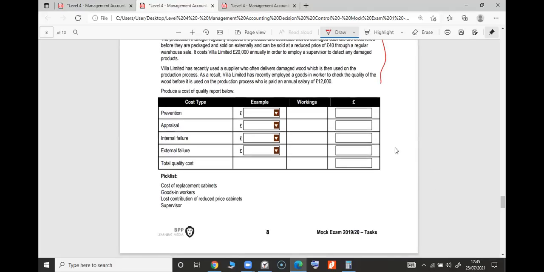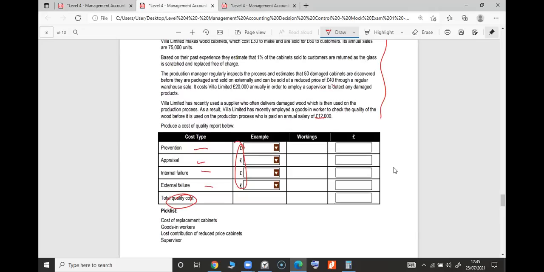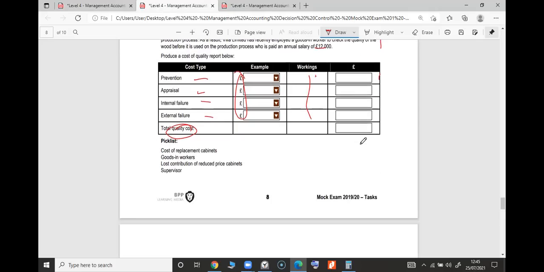Then I can see there's some prevention, appraisal, internal failure, external failure. You know, it is a quality cost, we call it, isn't it? These are quality costs. So I can see some figures are there. Maybe we need to work it out, some figures in between, and workings there. And finally, what are the pick list items? Cost of replacement, goods in, workers, lost contribution of reduced price cabinets, and so on.